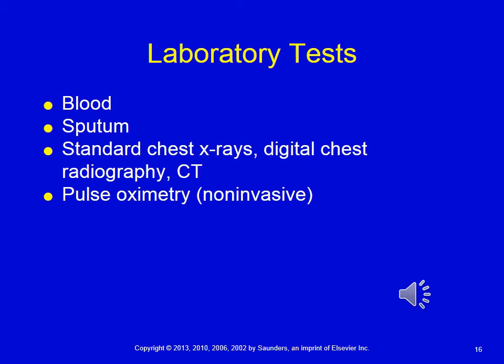Pulse oximetry identifies hemoglobin saturation. Usually hemoglobin is almost 100% saturated with oxygen. Pulse oximetry can detect desaturation before manifestations such as skin, mucous membranes, and nail bed changes occur.